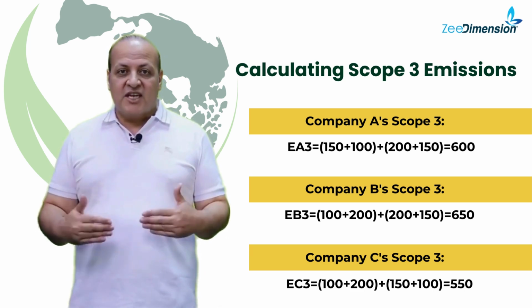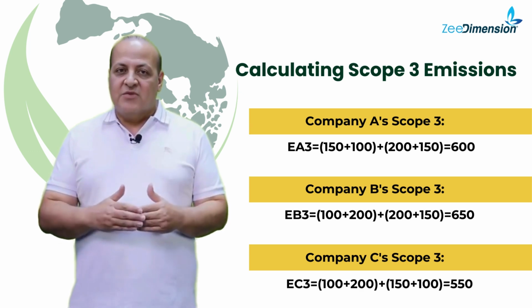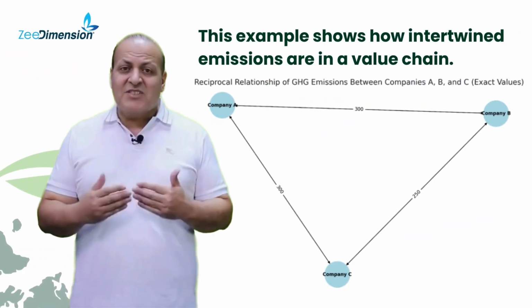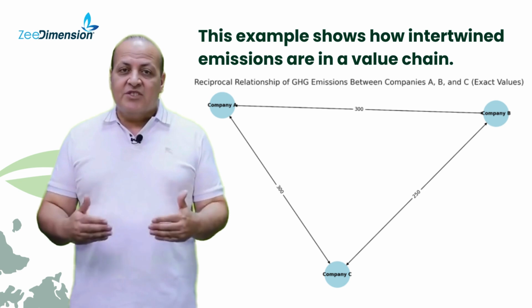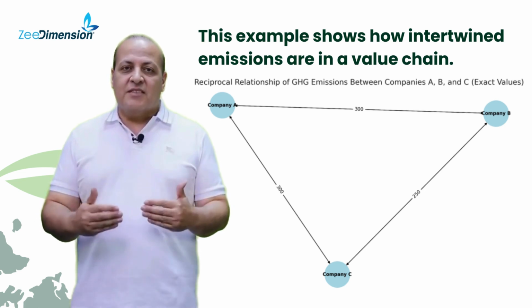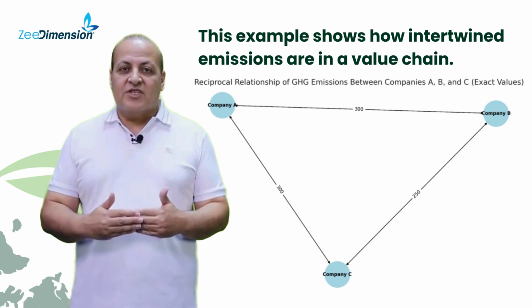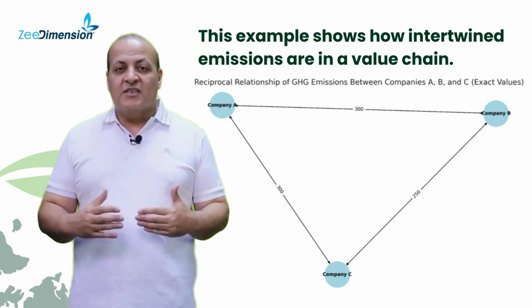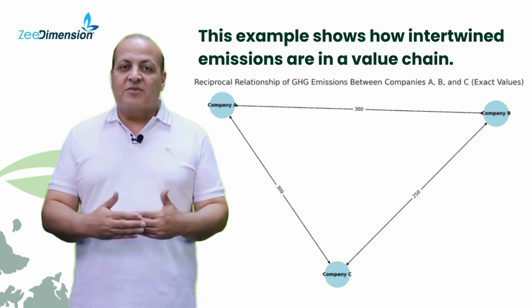This illustrates how each company's Scope 3 emissions are influenced by the Scope 1 and 2 emissions of others in the value chain. This example clearly shows the intertwined nature of emissions in a value chain. Each company's Scope 3 emissions are heavily impacted by the activities of others. It emphasizes the need for collaborative efforts across the value chain to reduce emissions. If one company reduces its Scope 1 and Scope 2 emissions, it can lead to a significant reduction in the Scope 3 emissions of others.